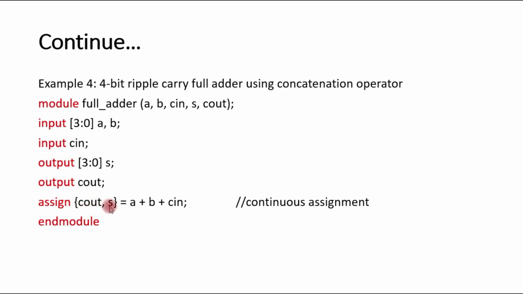So here we are using the concatenation operator, and in the concatenation we are using C out and sum, and here we are also using the assign statement A plus B plus C in. So in this case the final output will be C out comma S. C out is the 1-bit carry output signal, and in the final summation, C out will be the most significant bit and the remaining bits are the sum bits, and the final result is saved as C out comma S.